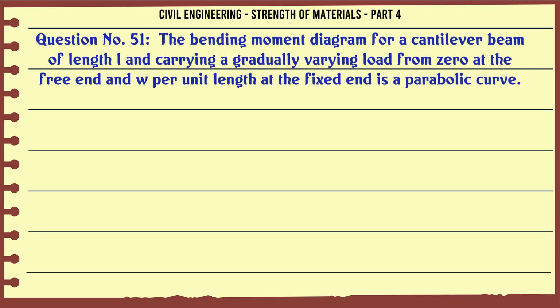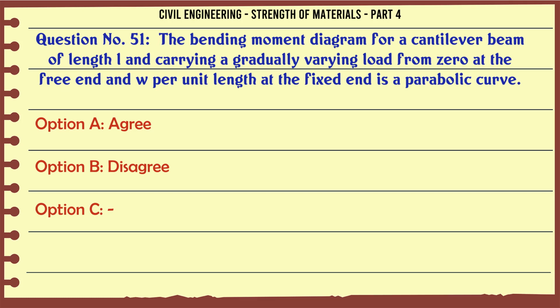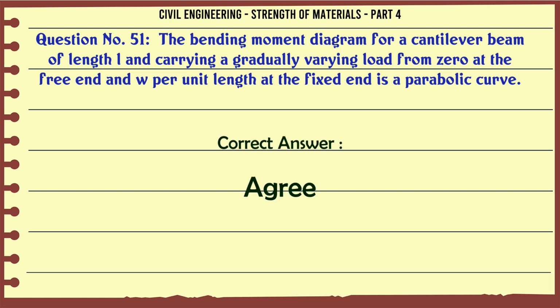The bending moment diagram for a cantilever beam of length L and carrying a gradually varying load from 0 at the free end and W per unit length at the fixed end is a parabolic curve. A. Agree. B. Disagree. C. D. The correct answer is agree.